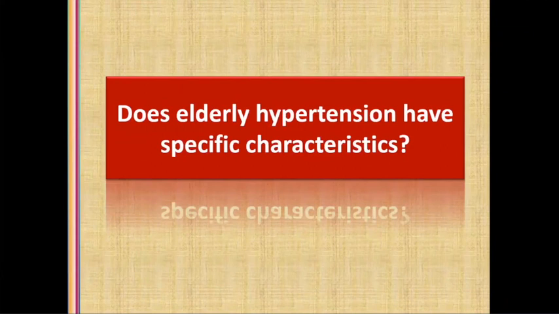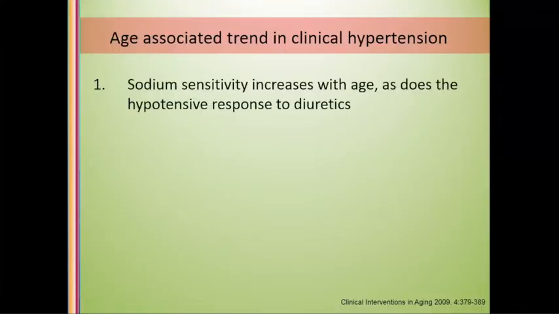That's it. The question I want to ask is, does elderly hypertension really have specific characteristics? We do see certain special characteristics. Sodium sensitivity will increase as we get older. So this is one of the age-associated characteristics. What does it mean? If someone is getting older, their sensitivity to sodium will increase, as does the hypotensive response to diuretics. This is also very special in older people. That means as people get older, the hypotensive response is higher as compared to younger adults. That is why in any guideline, we don't recommend giving furosemide to reduce blood pressure.